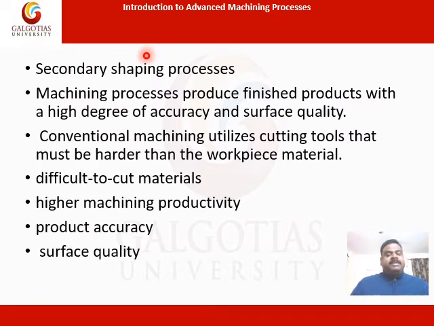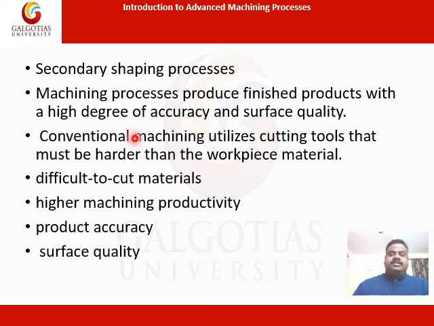We know that manufacturing processes can be classified into primary shaping processes as well as secondary shaping processes. Primary shaping processes are the ones which give basic shape and size to the material as per the design requirement. Casting, forming, powder metallurgy, these are examples of primary shaping processes. Whereas machining is an example of secondary shaping processes, which gives the final shape of a material with dimensional accuracy and specific surface characteristics as per the design requirement.